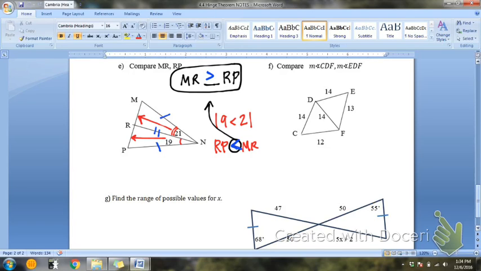Also, on your paper, it might look like this says greater than or equal to, so make sure that it's not greater than or equal to, it's just a blank for you to put in the sign.